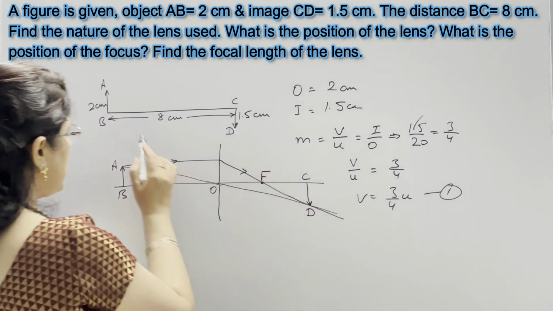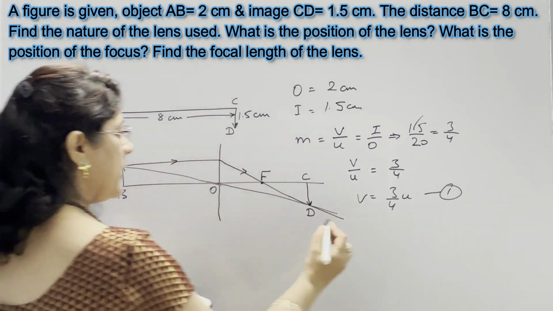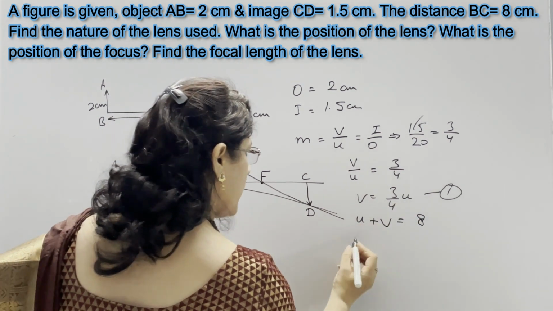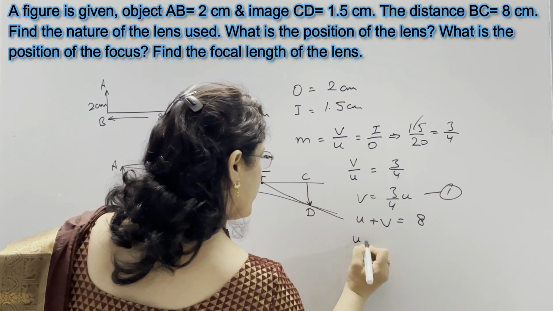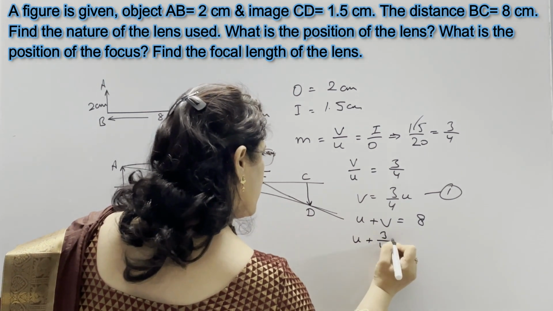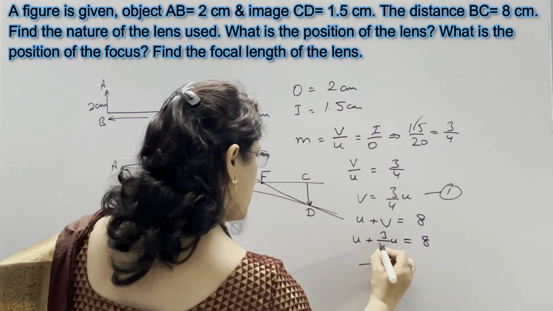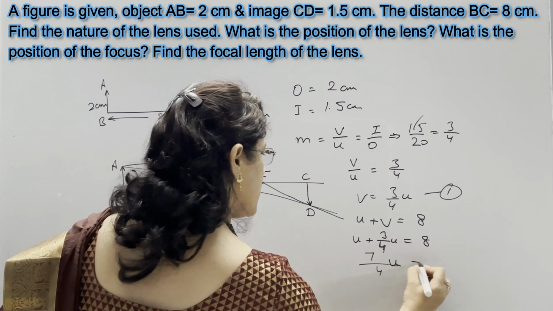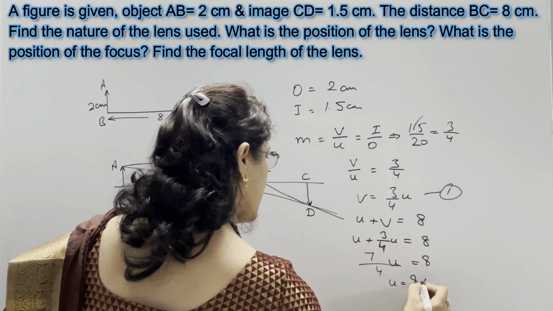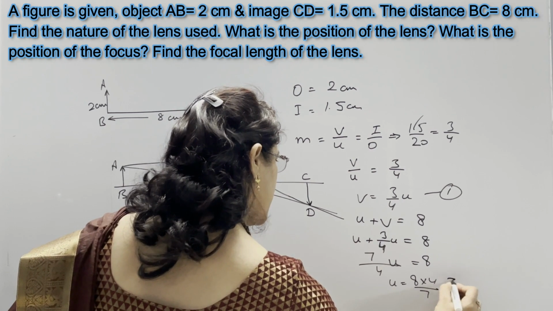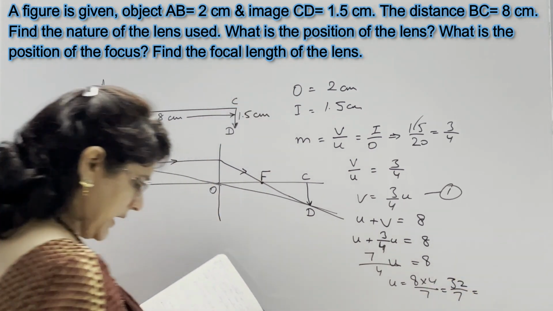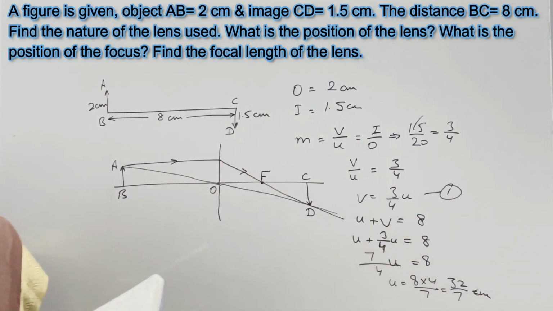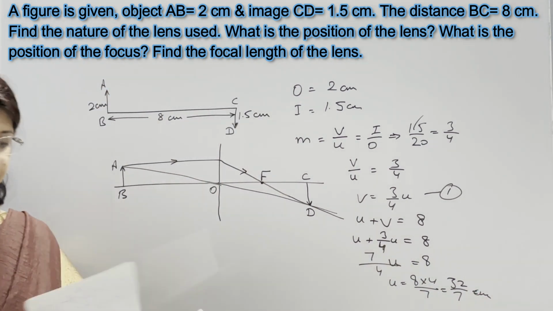Now the second equation, we know that this total value is 8. It means U plus V total is 8. We are putting this value here. U plus 3 by 4 U is equal to 8. So LCM is 4. 4U plus 3U, it means 7U is equal to 8. So the value of U is 8 into 4 upon 7. It means 32 upon 7, and its value is 32 upon 7 centimeter. In fractions we can take it here.